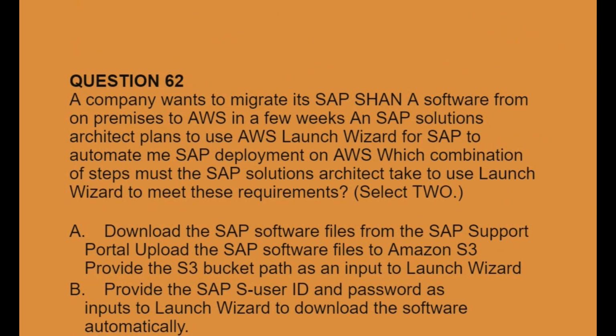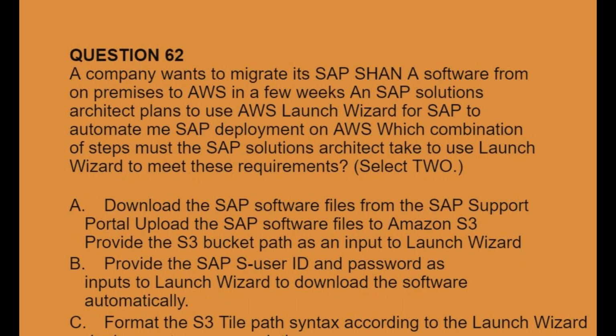Question is, a company wants to migrate its SAP S/4HANA software from on-premises to AWS in a new VPC. An SAP solutions architect plans to use AWS Launch Wizard for SAP to automate the SAP deployment on AWS. Which combination of steps must the SAP solutions architect take to use Launch Wizard to meet these requirements?